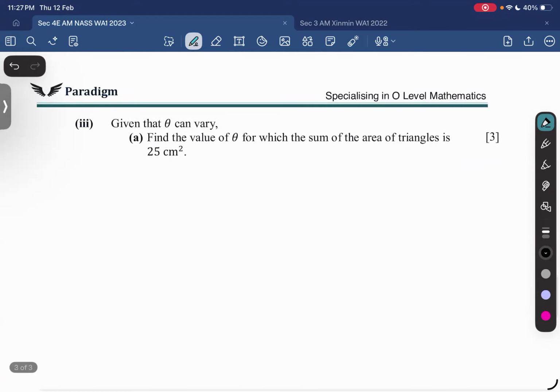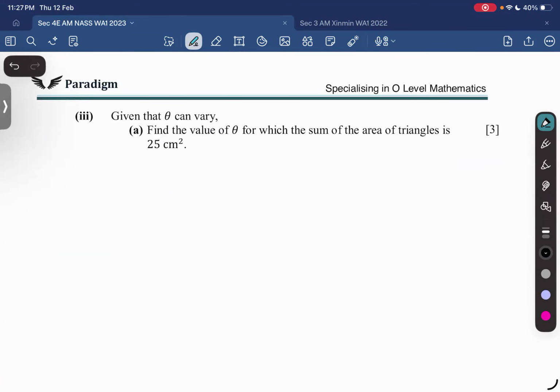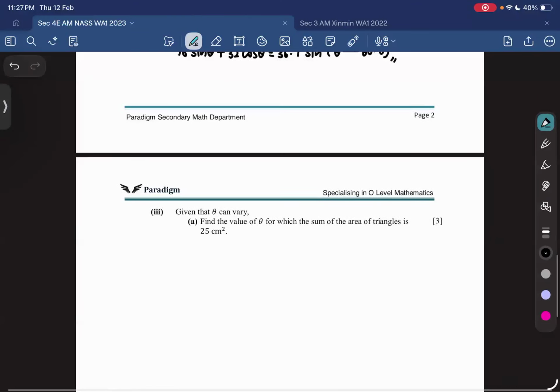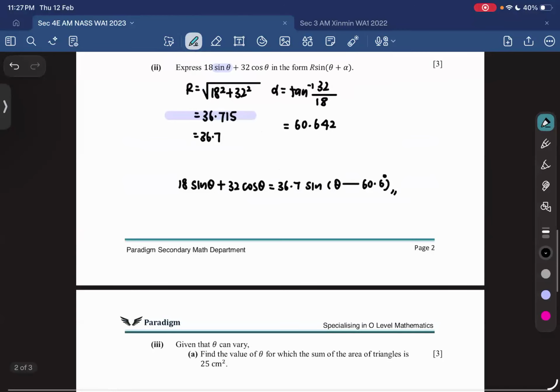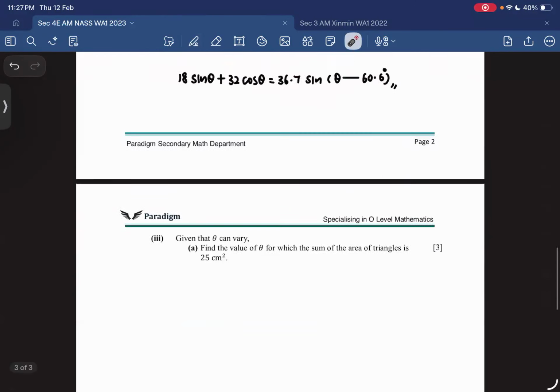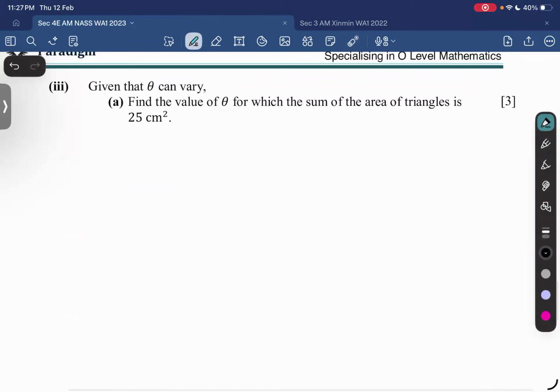So then after that, from here, they say find the value, blah, blah, blah, where the sum of the area is 25. Okay, but I want you to use this one and this one instead. Okay, so that's your R formula. So use the R formula to solve. So that one will be 36.715 sine theta plus 60.642. Okay, this thing here is equal to 25 now.